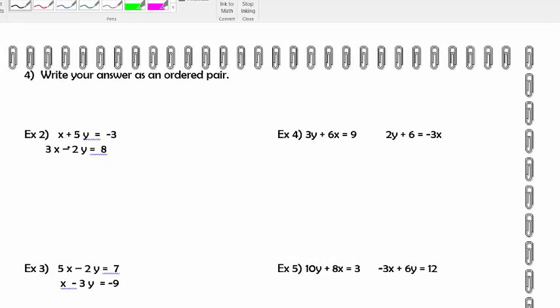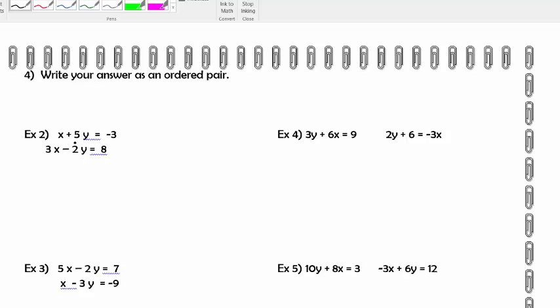So I'm looking at these problems, I'm trying to think which letter would probably not involve division, hence no fractions. So like if I get y by itself, I have to divide by 2. If I choose to get x alone, I'll have to divide by 3. I'll have to divide by 5. Oh, nope, don't have to divide here. So I'm going to focus on isolating x in the top.